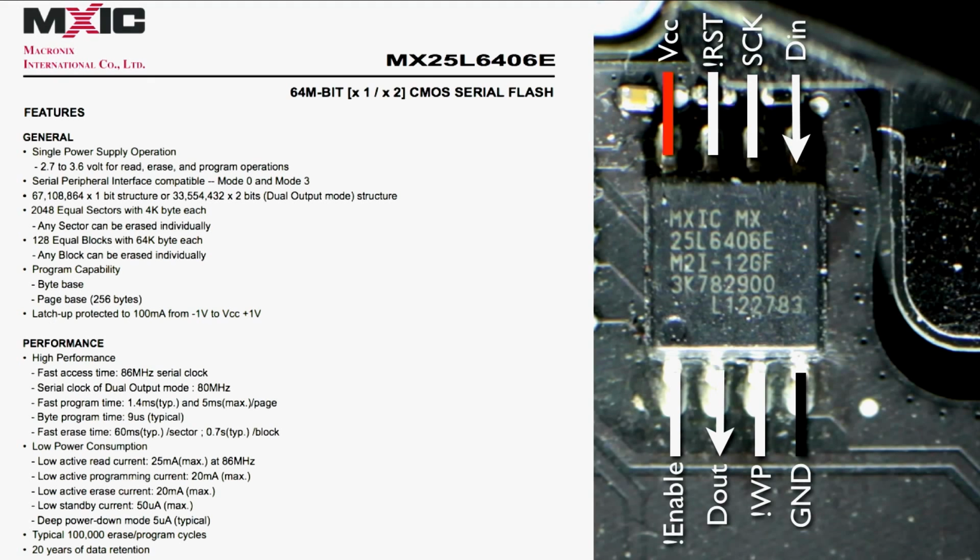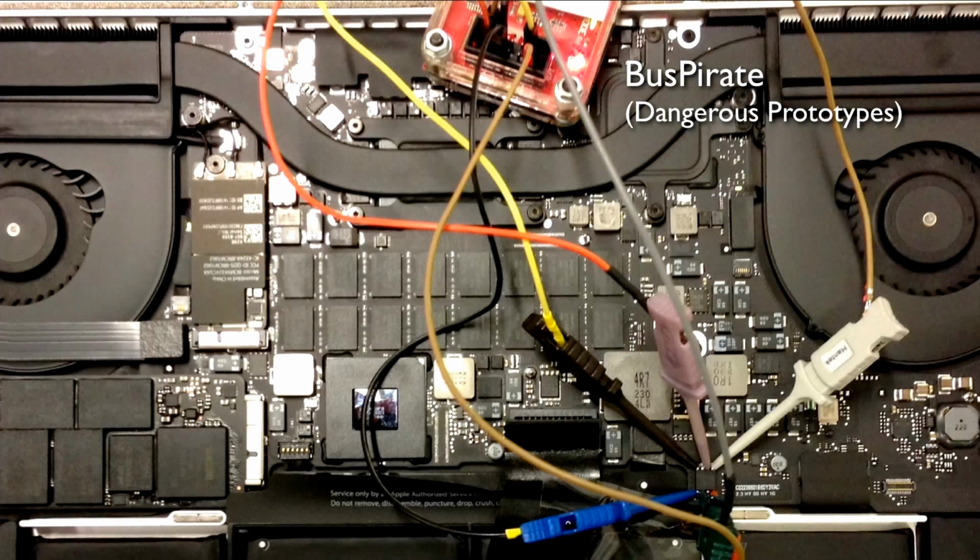SPI means that it has data in, data out, and external clock that's controlled by external hardware. What a lot of other researchers have done is use the Bus Pirate, which is an off-the-shelf logic analyzer tool, and comes with these test clips so you can easily hook it up. The problem is the Bus Pirate's kind of slow. It takes a couple hours to read and write the ROM, and it's very fiddly.